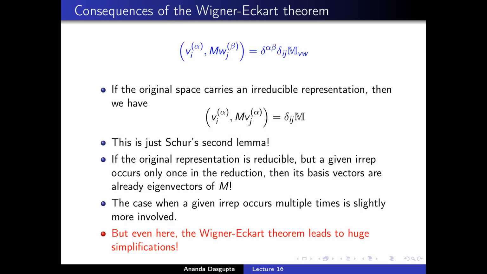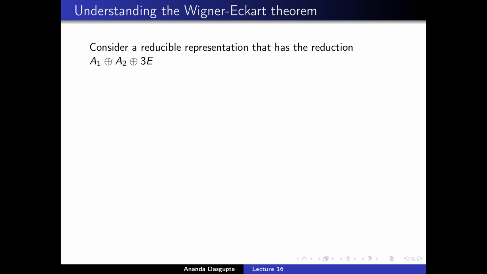To explore this with a concrete example, let us take a look at an 8-dimensional reducible representation which has the reduction given by A1 direct sum A2 direct sum 3 times E. So, if you want to be very definite, you can think of this as an example of an 8-dimensional representation of our friend S3, but you don't really have to be specific about the particular group here.